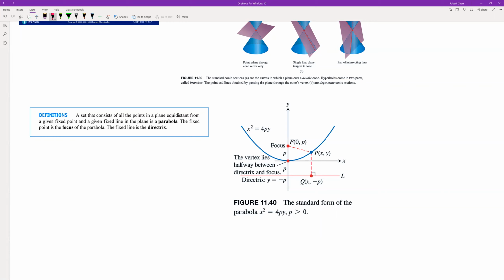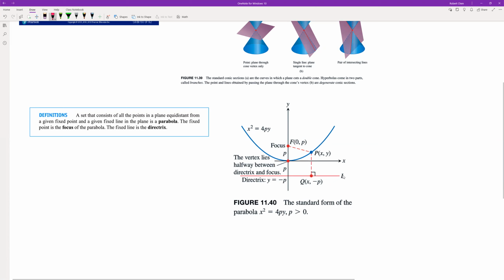A set that consists of all the points in the plane equidistant from a fixed given point and a given fixed line in the plane is a parabola. The fixed point is the focus of the parabola and the fixed line is the directrix. On the right, we can see that the focus point is right here, capital F, and the directrix is on the other side of the graph, the pink line. That is called the directrix.